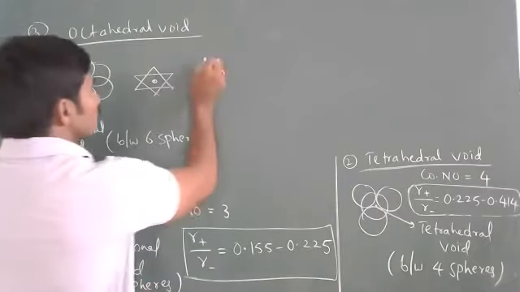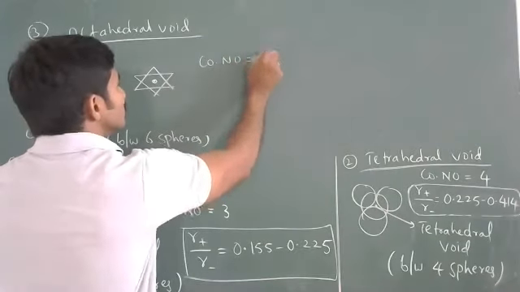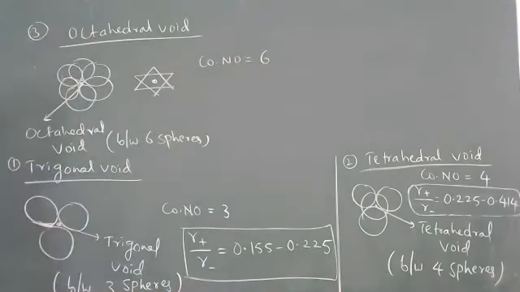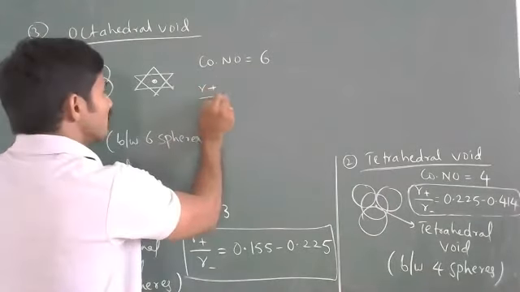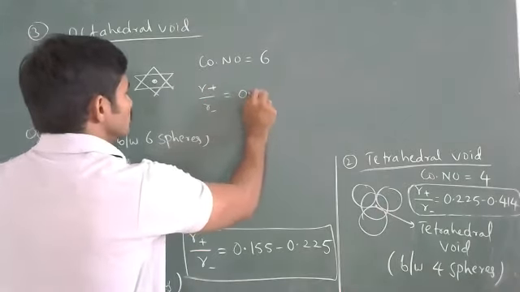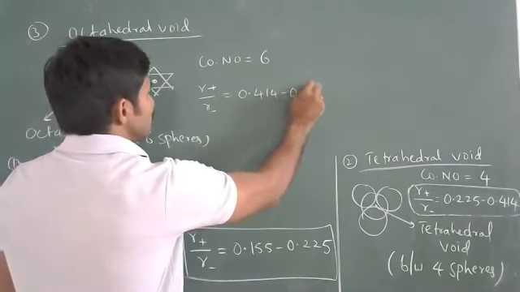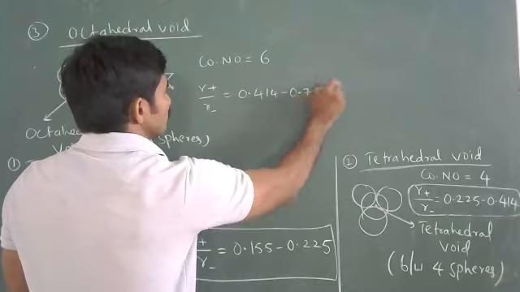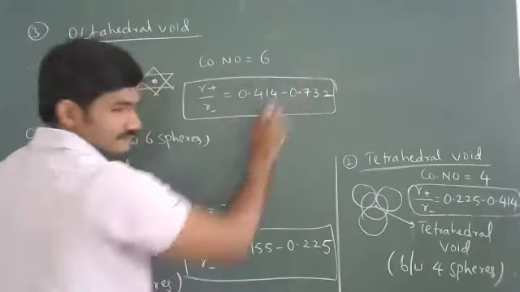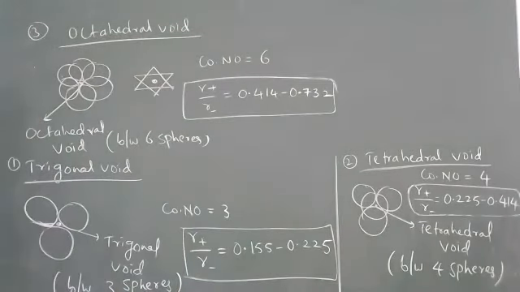Okay. So what is the coordination number for this? 6. Coordination number is 6. R plus by R minus is equal to 0.414 to 0.732.